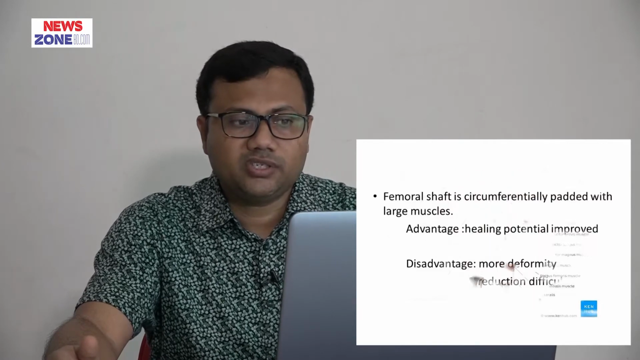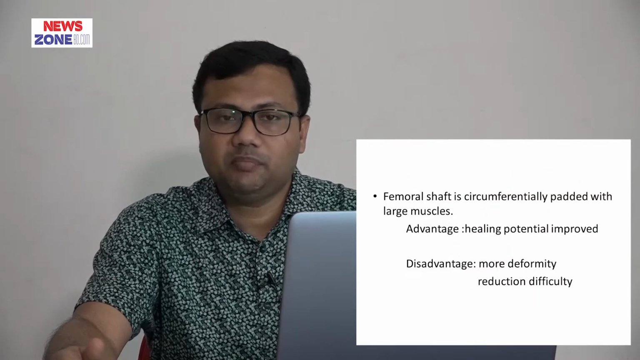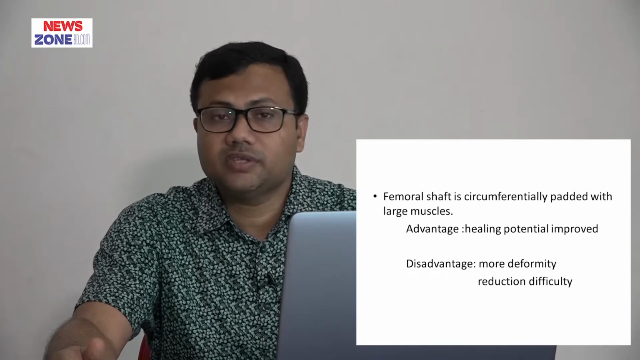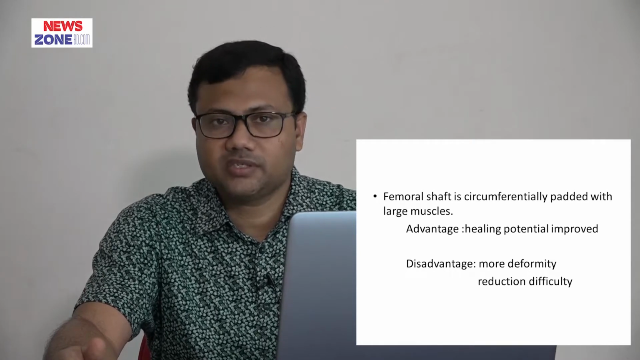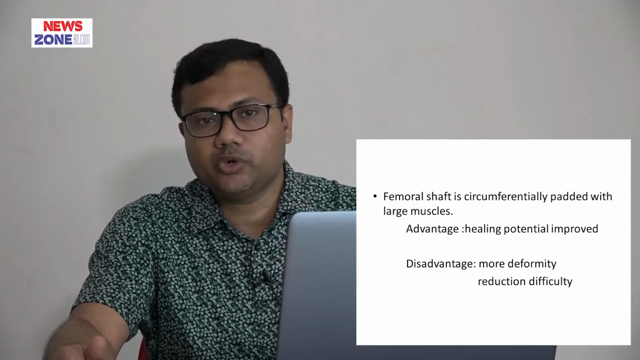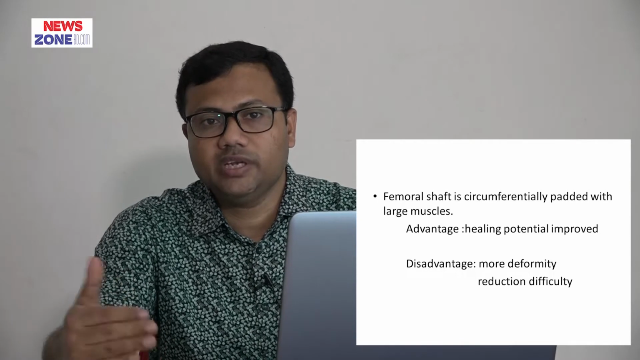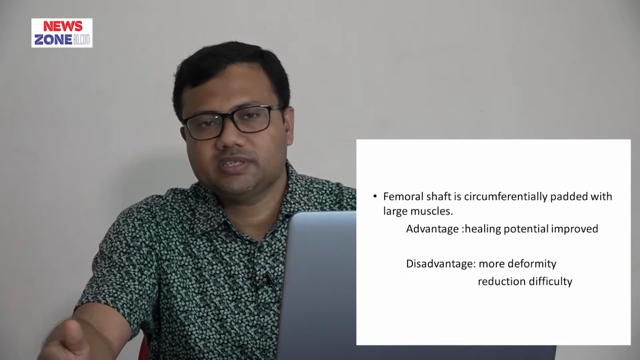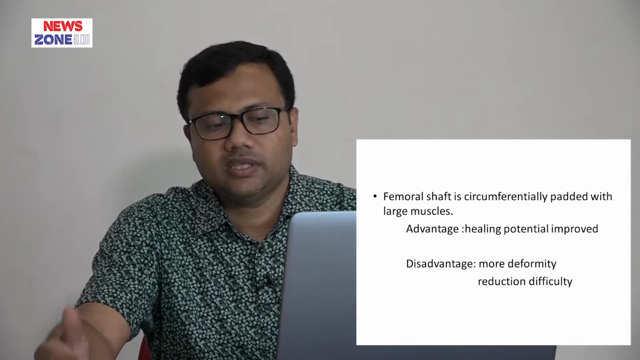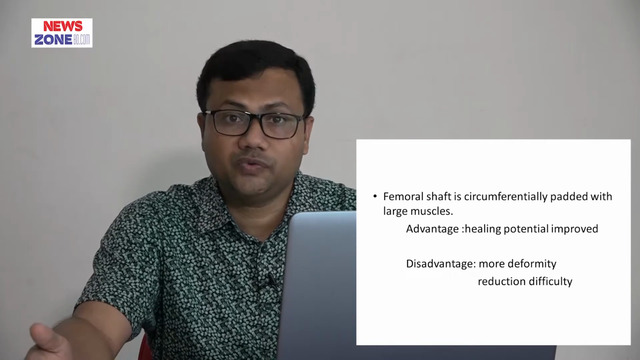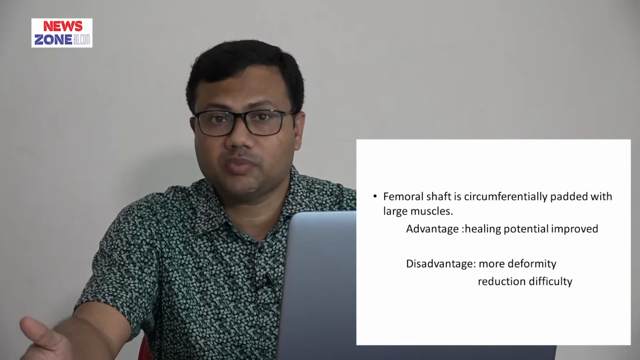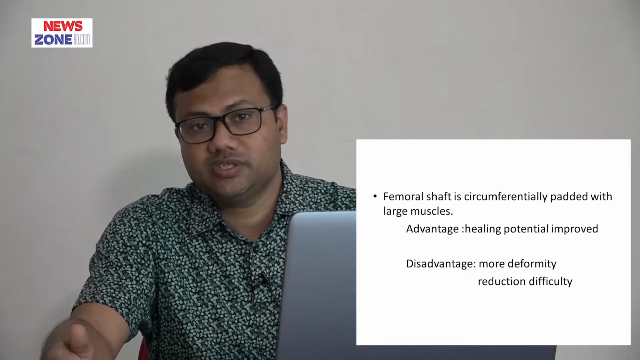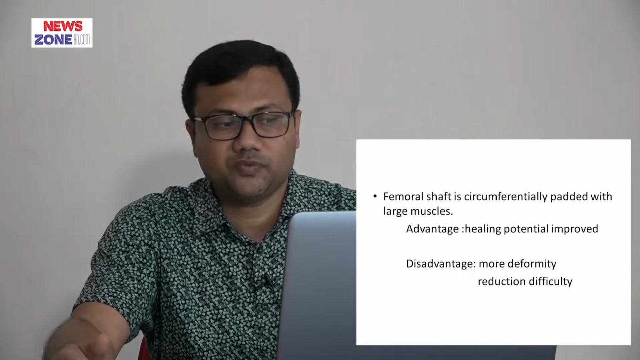So, the femoral shaft is circumferentially padded with large muscles. The advantage of these muscles is that after fracture shaft of femur, healing potential improves due to increased vascular supply to the bone, and the disadvantage is that after fracture there is a chance of more deformity due to muscle pull or muscle contraction, and during surgery reduction is difficult in case of fracture shaft of femur.